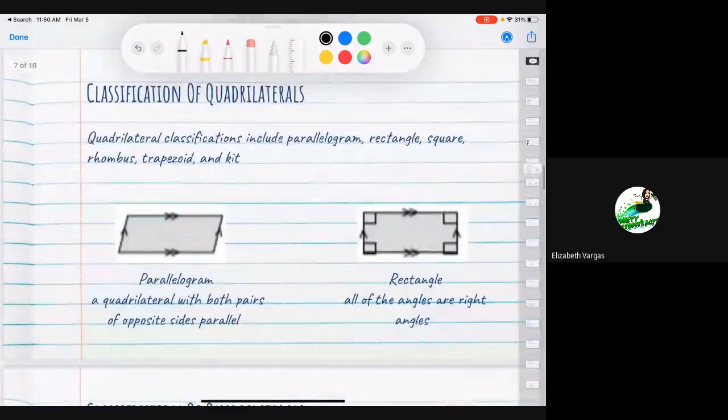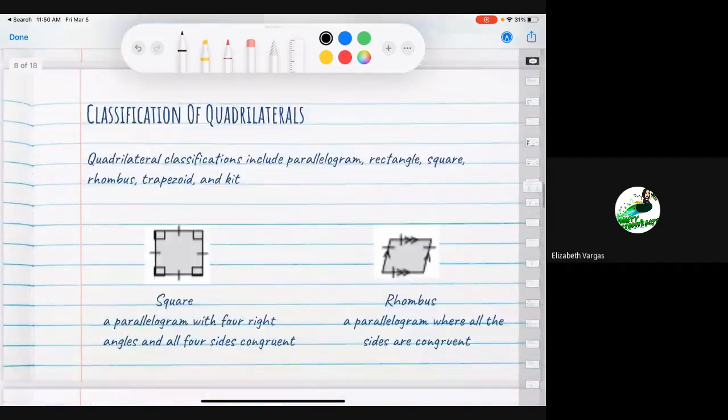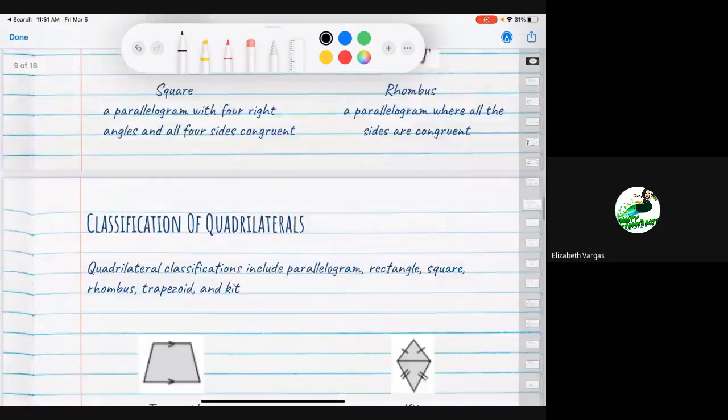Okay. And so next thing, we looked at different quadrilaterals and different parallelograms. Right? We looked at parallelograms, which is a quadrilateral with both pairs of opposite sides parallel. We looked at rectangles, where all angles are right angles. We looked at squares, which are a parallelogram with 4 right angles and 4 congruent sides. And we looked at a rhombus, which is a parallelogram where all the sides are congruent.